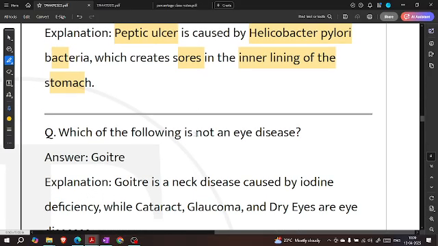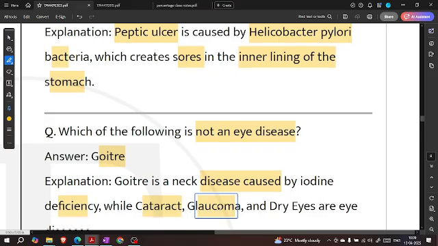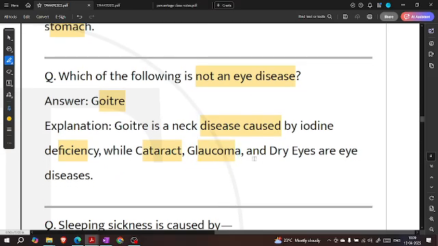Which of the following is not an eye disease? Goiter. Goiter is a neck disease caused by iodine deficiency, while cataract, glaucoma, dry eyes are eye diseases.